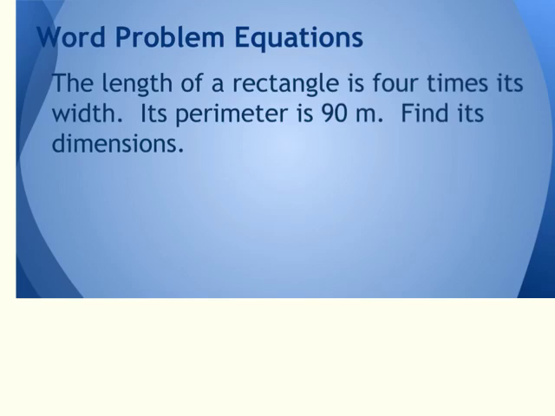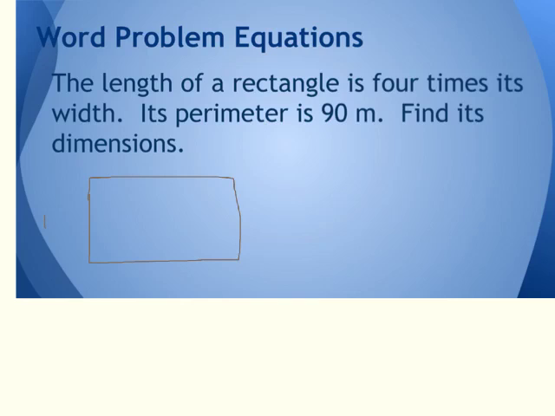This one says the length of a rectangle is 4 times its width. Its perimeter is 90 meters. Find its dimensions. Some things to be careful of in this problem. We're not given a picture this time, but I think that our best strategy is going to be to draw one. Here's my rectangle. The length is 4 times the width.